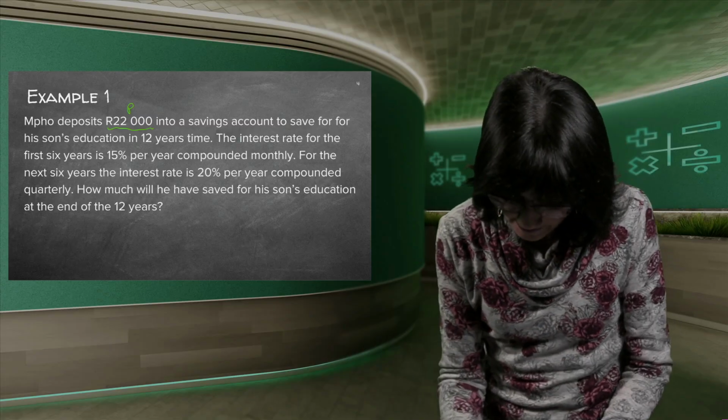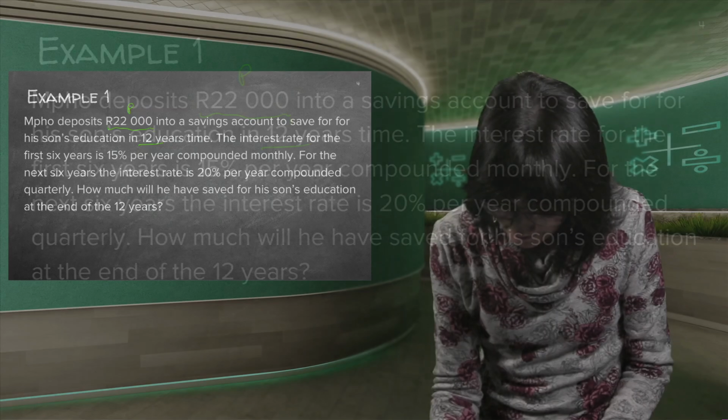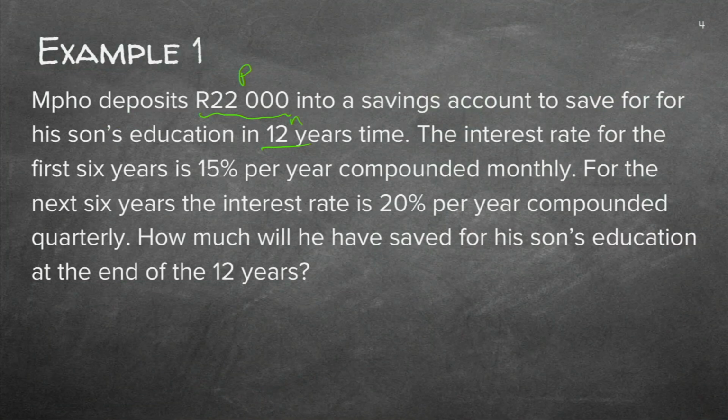Okay, to save for his son's education in 12 years' time, there's the n. The interest rate for the first 6 years is 15%. For the next 6 years is 20%. Okay, that one is compounded monthly. This one is compounded quarterly. So on my summary, where we start the problem, I will write that properly. How much will you have saved at the end of 12 years?